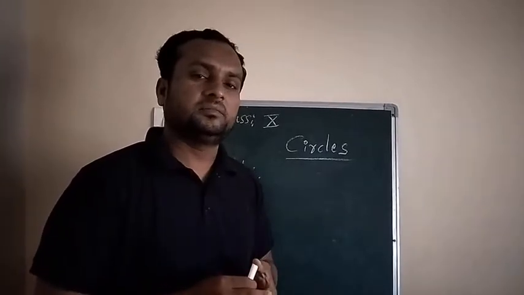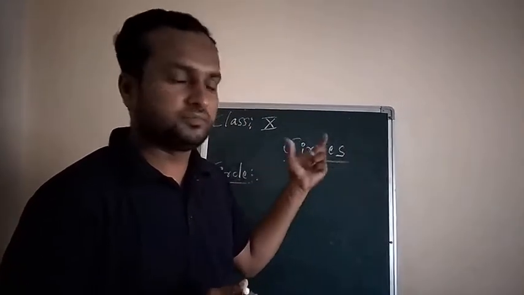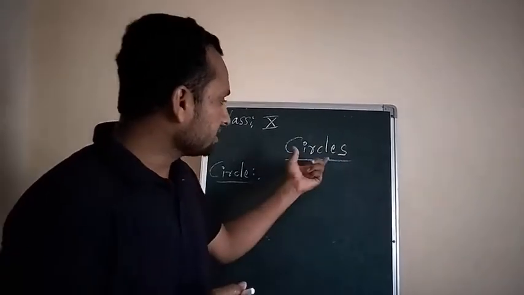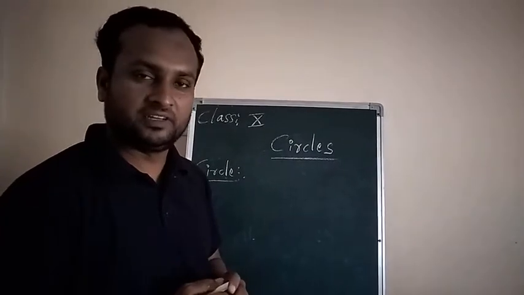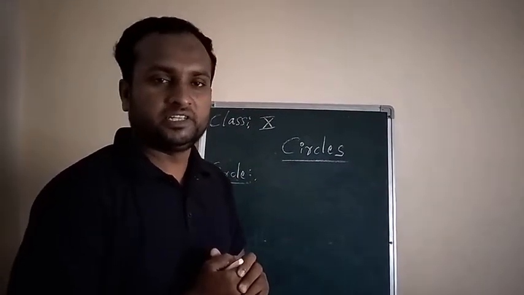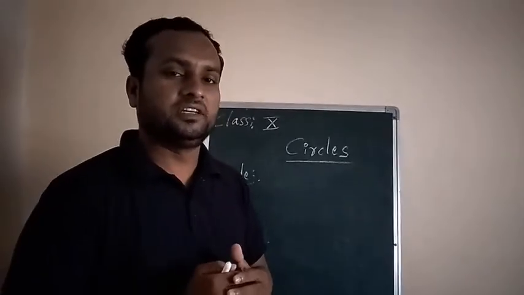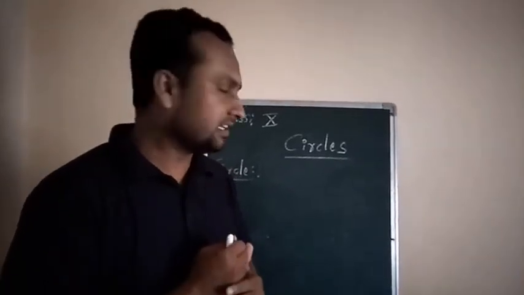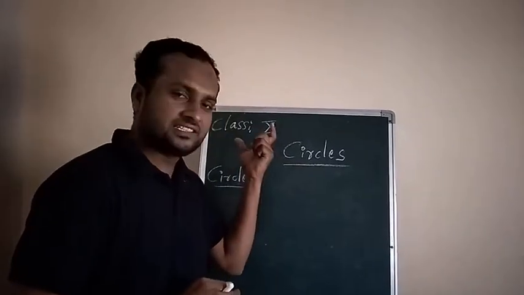Circle is part of geometry. We know who is the father of geometry: Euclid is the father of geometry. Now first we will see what is the circle. Circle comes under the plane figure. There are two types of figures in geometry. One is the plane and the other is the solid figure. You can say 2D and 3D also, 2-dimensional or 3-dimensional figure.